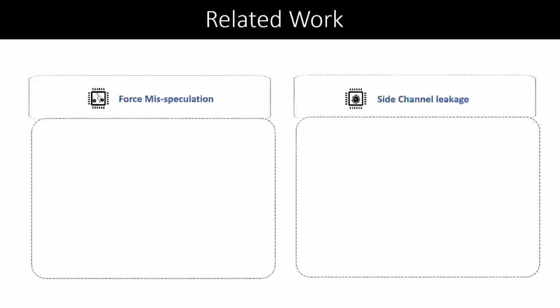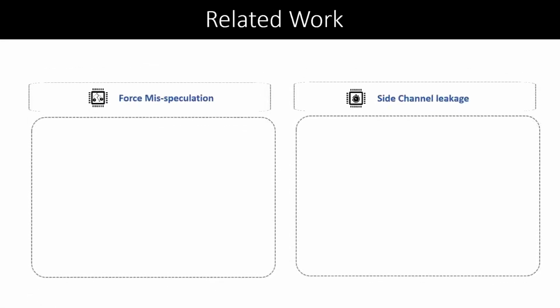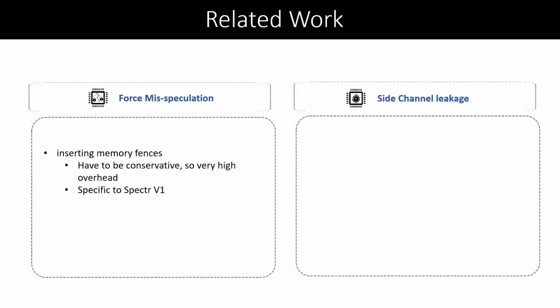There have been some attempts to stop Spectre attacks by preventing transient execution around branches. This has been done by having the compiler insert memory fences into the pipeline. However, they have to be conservative and insert these fences almost everywhere. That basically kills the performance benefit that we can get from speculative execution completely. And even so, they are only specific to Spectre variant 1.